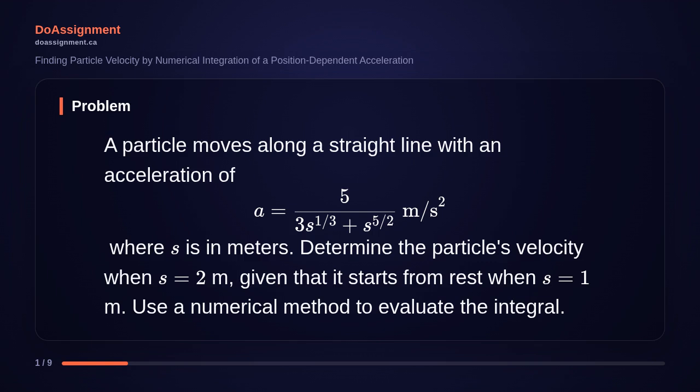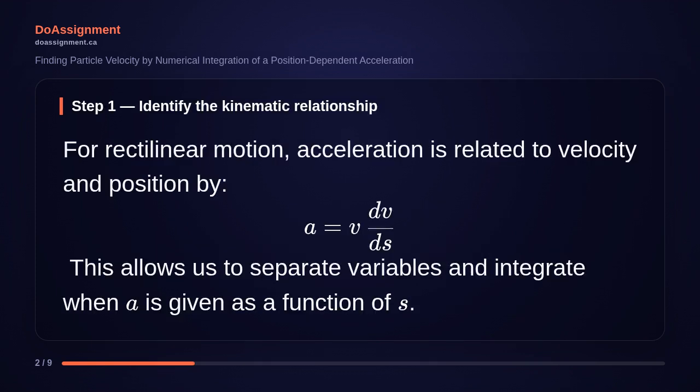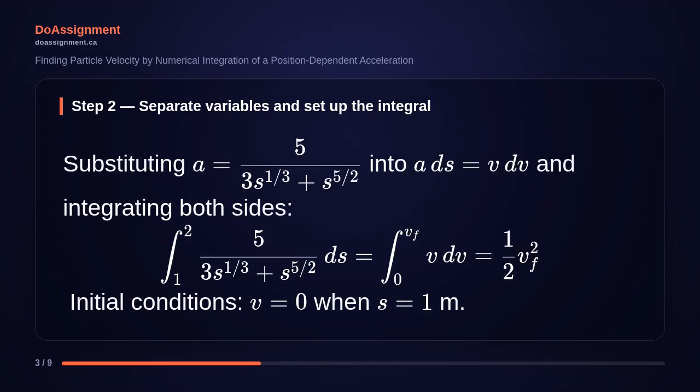Now, let us work through the solution step by step. For straight line motion, acceleration equals v dv/ds. This lets us separate variables and integrate since acceleration is given as a function of position. Substituting the given acceleration into a ds = v dv, then integrating both sides.